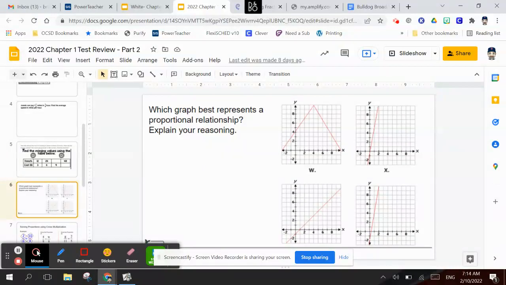Here we have which graph best represents a proportional relationship. So which one shows that it is going up by the same each time? So in this case here, I pick out any 2 points. So this one here is at 2, 7. So here would be 4, 10. So 2, 7 to 4, 10, which means it's going up and over, up 3, over 2.